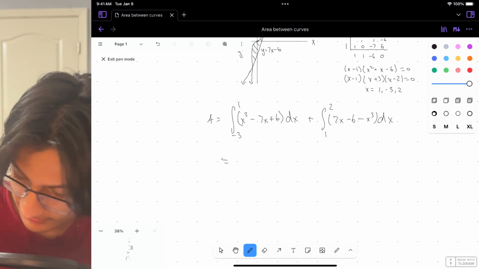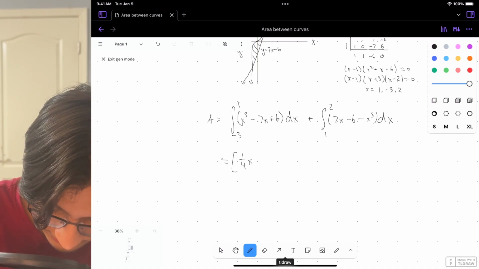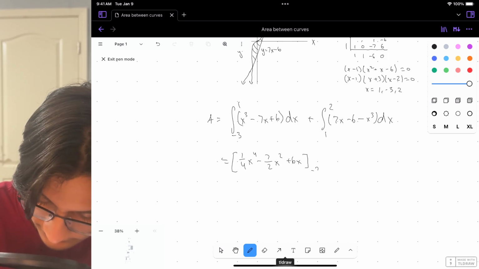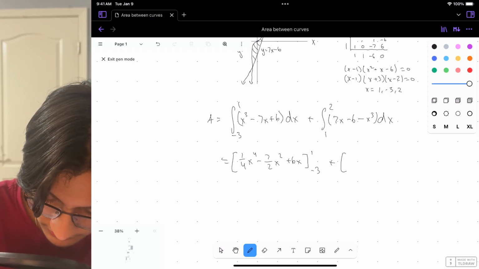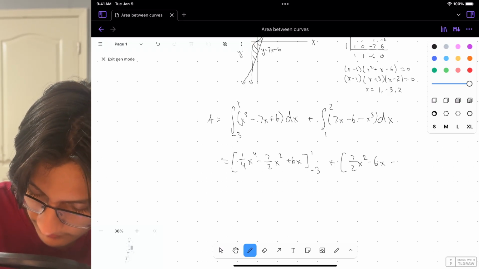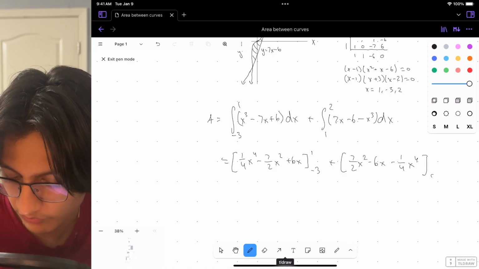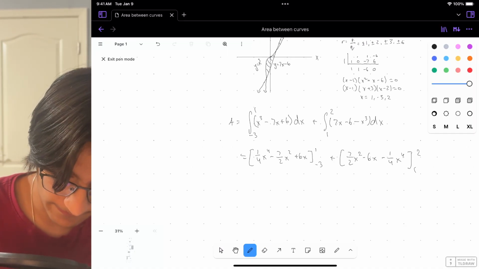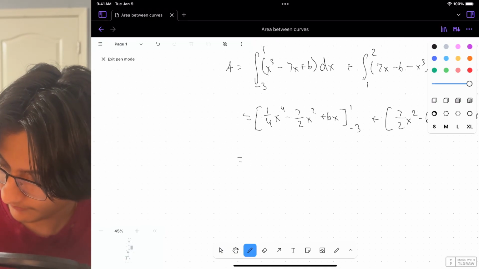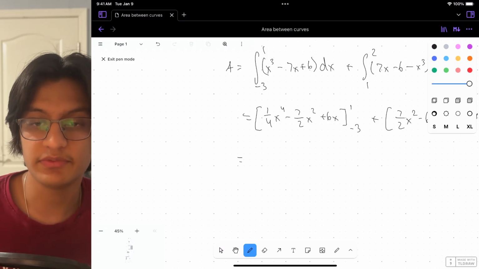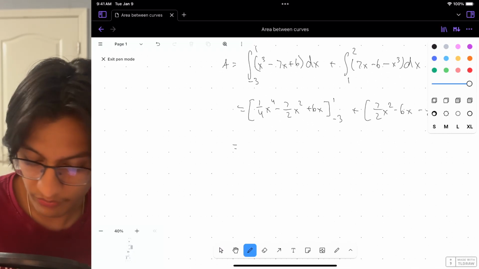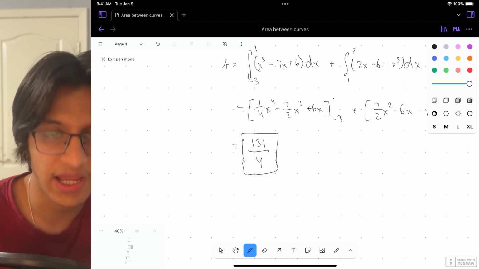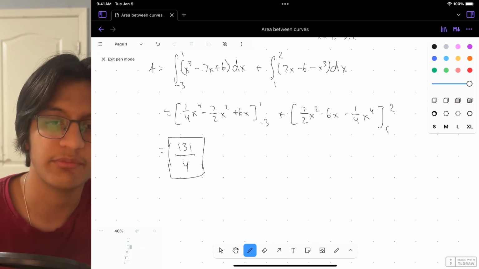Now we just integrate. Pretty easy peasy here. We get 1/4 x to the 4th minus 7 over 2 x squared plus 6x, evaluated from minus 3 to 1, plus 7 over 2 x squared minus 6x minus 1/4 x to the 4th, evaluated from 1 to 2. It's supposed to be a 1, by the way. So just plug everything in. I'm not going to do all the arithmetic, but you should get 131 over 4. You can do that in your calculator, but I'm not here to sit and add a bunch of fractions. Just plug these in, you should get 131 over 4.